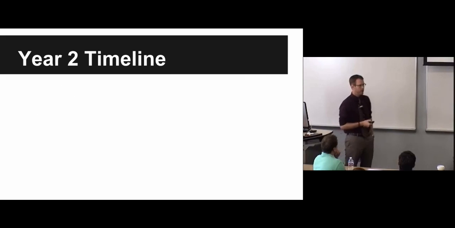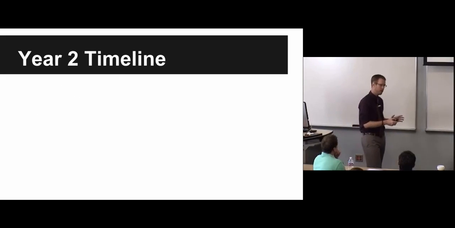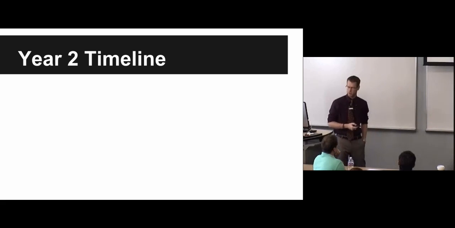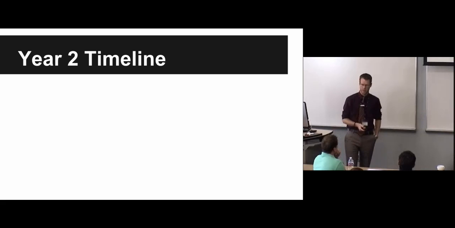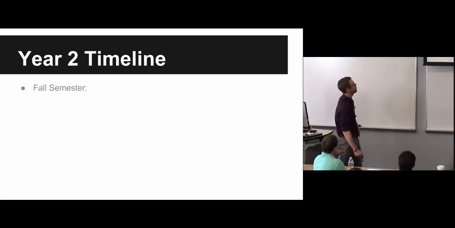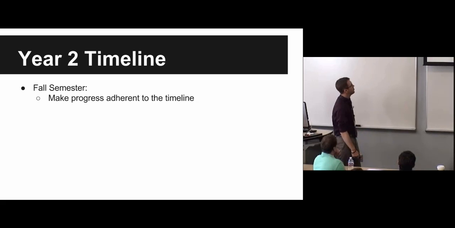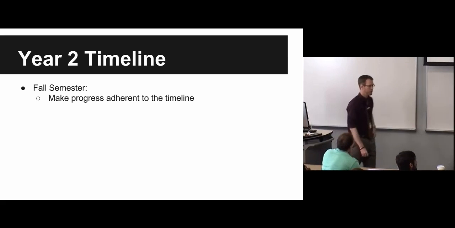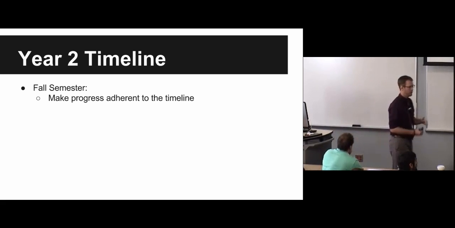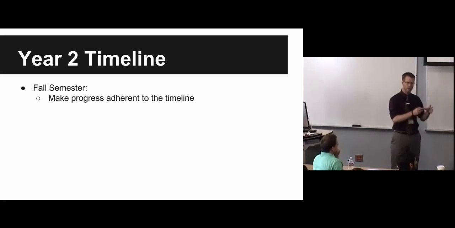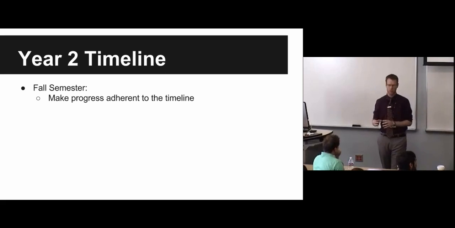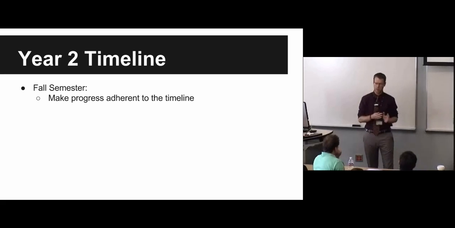Okay. All right, so that's kind of what's going on in that summer and leading up from year one into year two. So here's now a potential year two timeline. This isn't hard and rigid, it's just what we recommend to get you graduated in 2 years. So now the fall picks up again, and what you're going to begin doing is making progress adherent to the timeline you put forth in your final proposal. Your final proposal timeline should say, this is what I'm doing in the fall, this is what I'm doing in the spring. I would break it down on the month level.